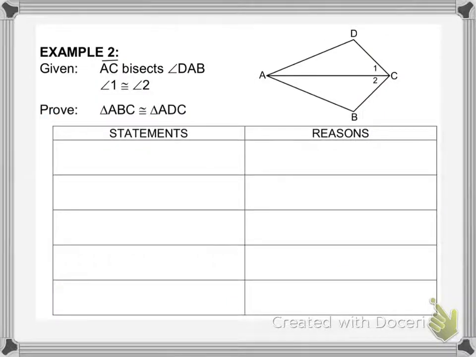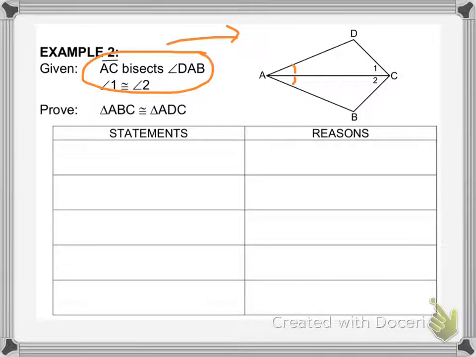All right, let's look at another one. Notice this one's a little bit longer, and I've given you the number of lines in your table that you'll need. It'll tell you basically exactly how many statements and reasons you should have. Let's first start by putting our givens on our picture. Let's mark our picture. Segment AC bisects angle DAB. Here is angle DAB. This AC bisects it, or cuts it in half, which means each of these smaller angles are congruent. That's how I would mark it on my picture.